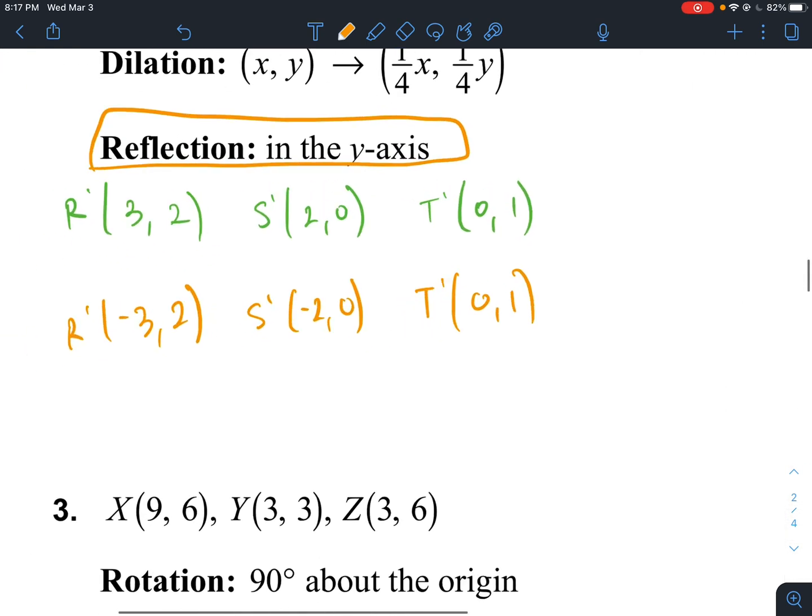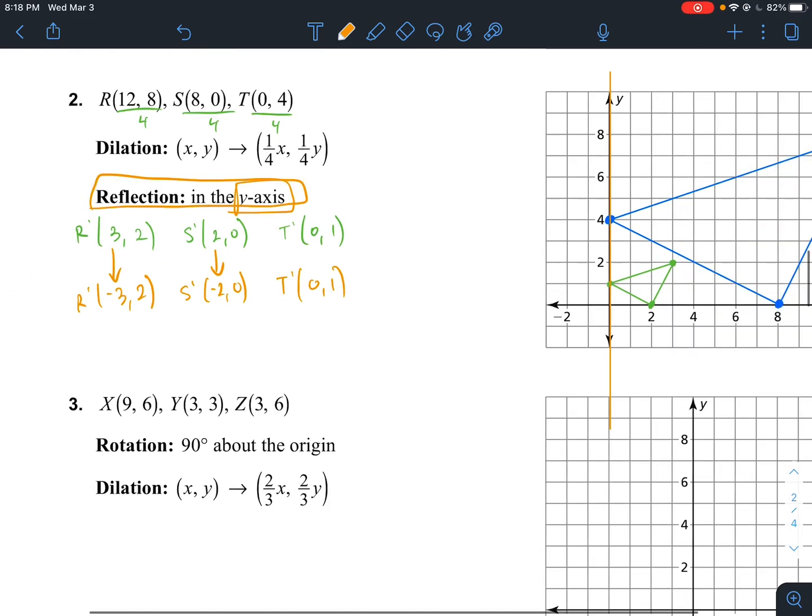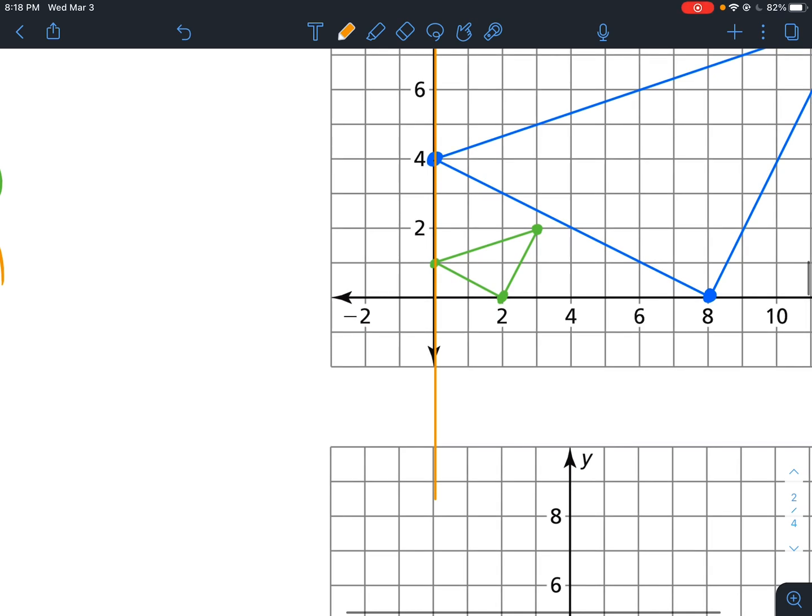So here's the thing to notice about a reflection in the y-axis. The sign of the x value changed from positive to negative. So it would go from there to there, there to there, there to there.